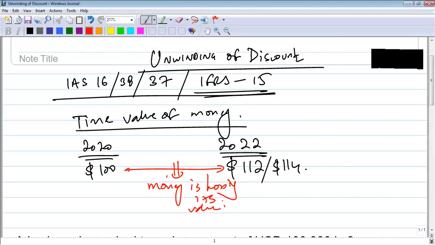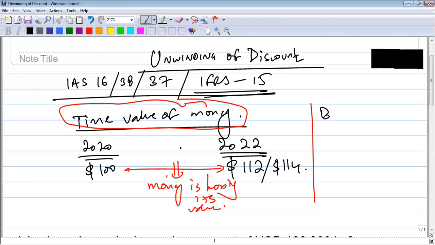So when we talk about the concept of time value of money, it actually means that as the time progresses, the money loses its value. So now let's try to understand this thing.